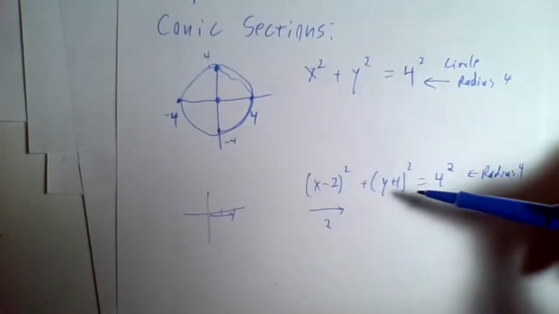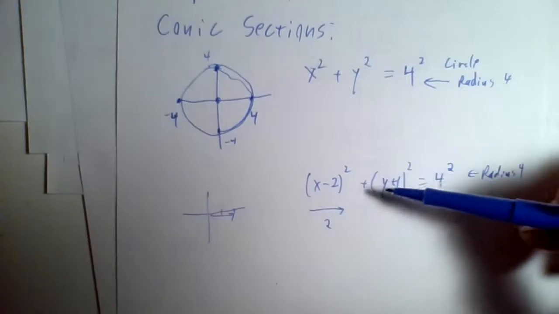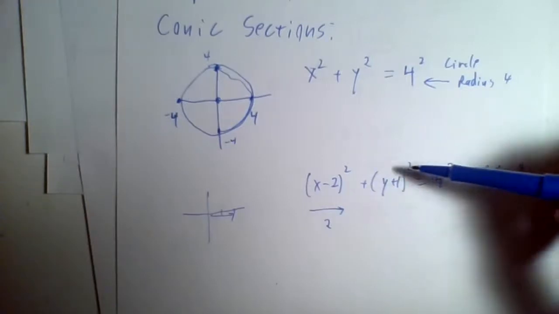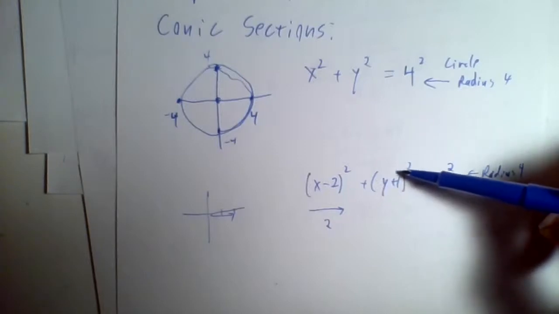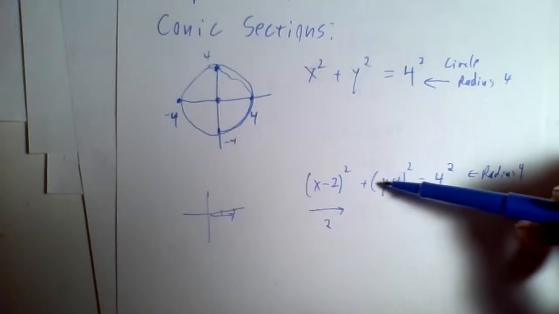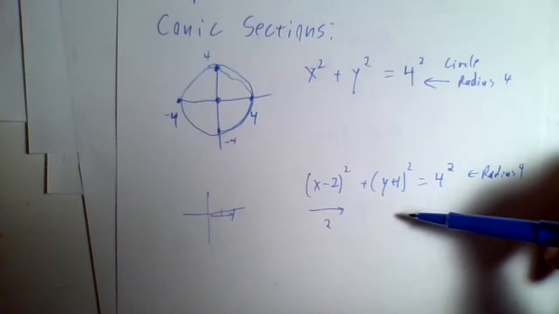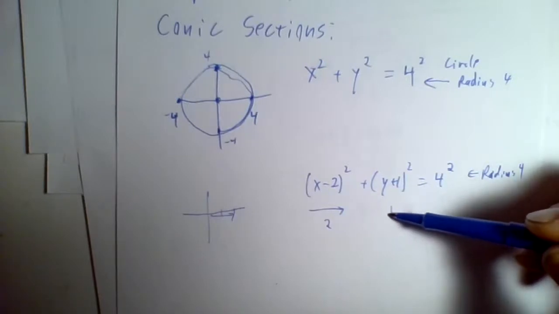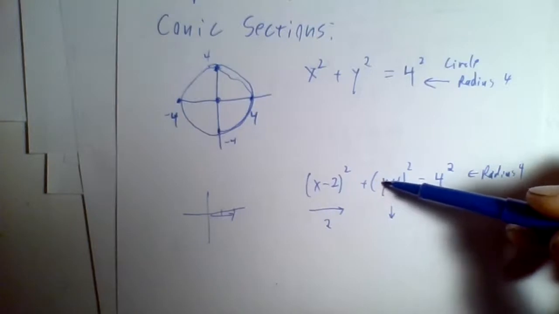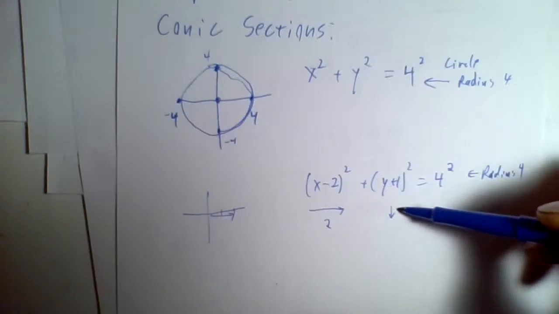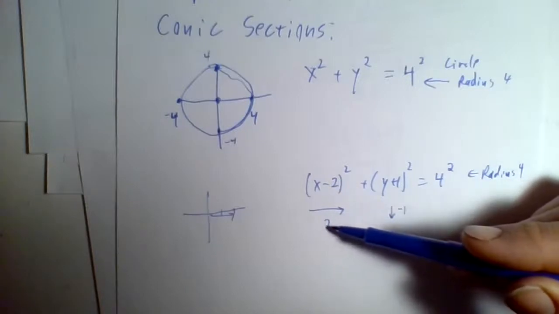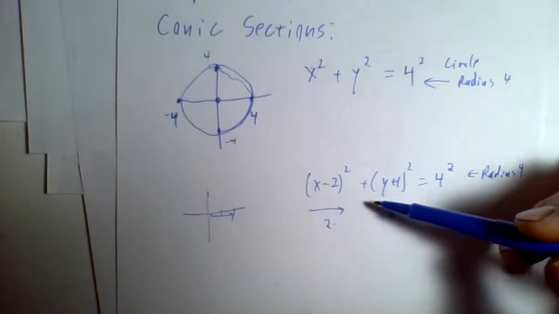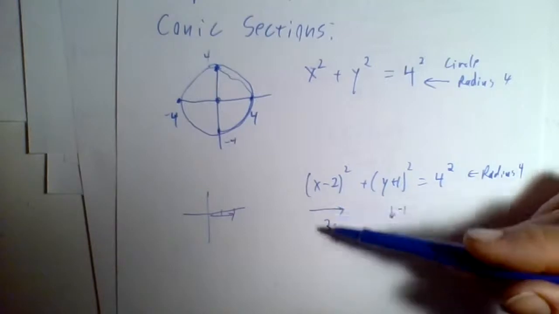The vertical shift looks a little different. This is happening to the y, but the y is not the output of a function anymore. It's just another variable in the equation. But this is still a +1 happening to the y. That's actually going to move it down 1 because y is -1 is what's going to make this 0. So just like the x thing, the minus moves it to the right. So it's kind of an opposite direction.